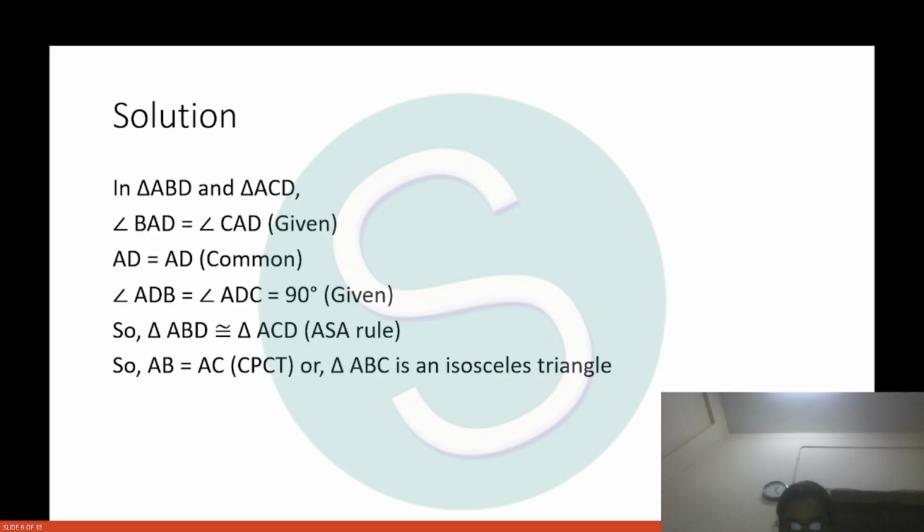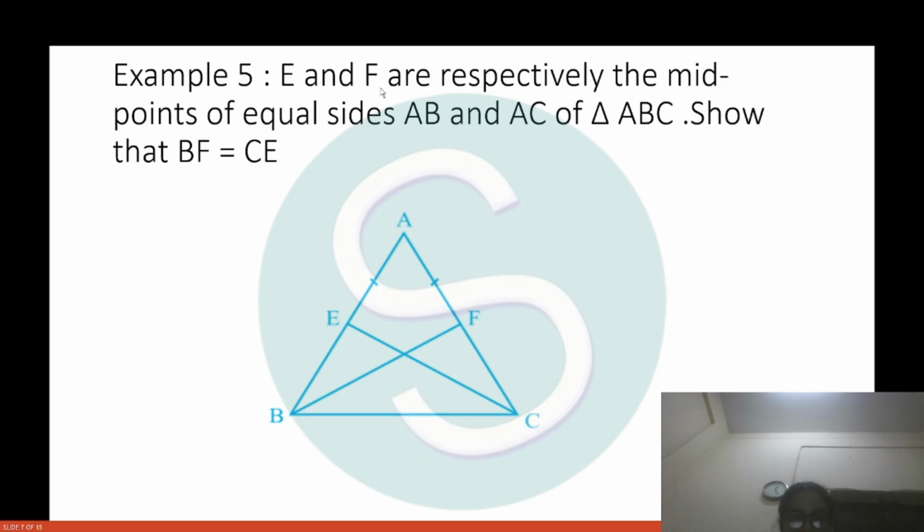Now we will move to the next question. E and F are respectively the midpoints of equal sides AB and AC of triangle ABC, and we have to show BF equals CE. Whenever we have a question, we first have to see the figure and identify what is given to us and what we are supposed to prove and how we can build a relation between the two.